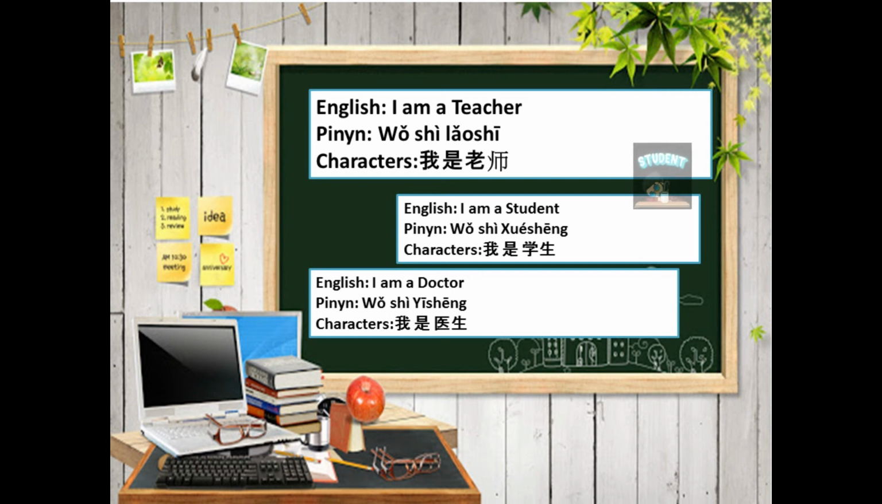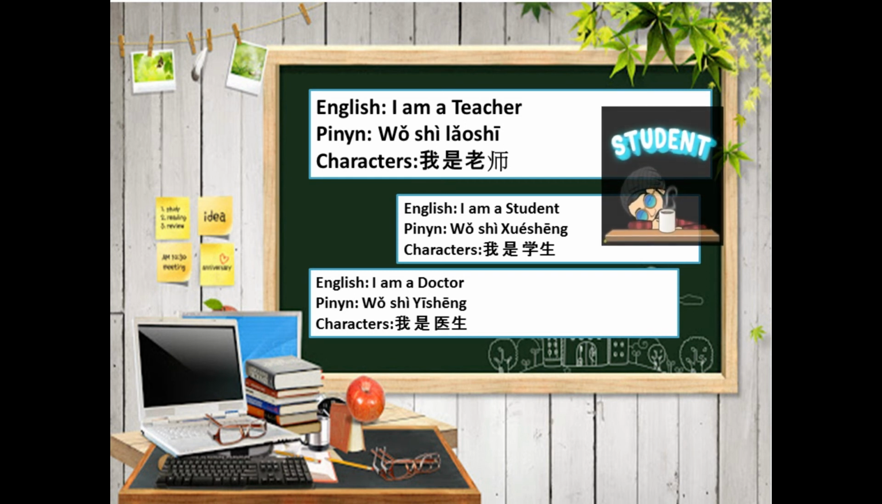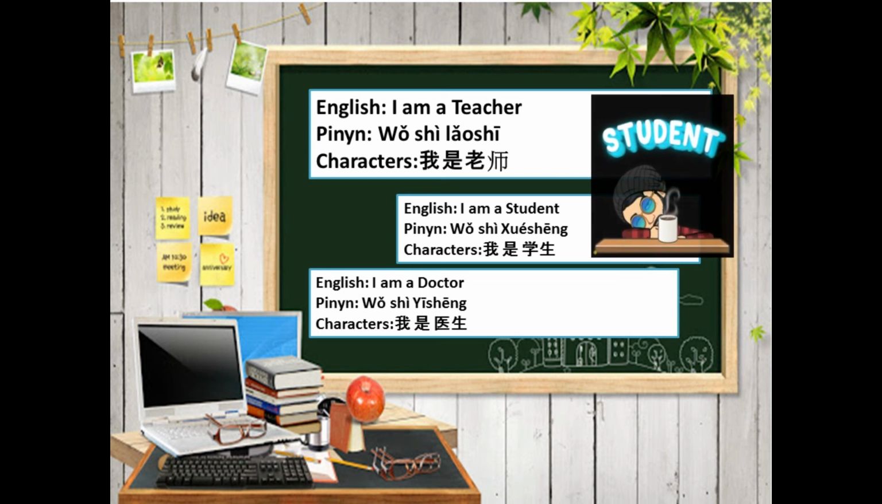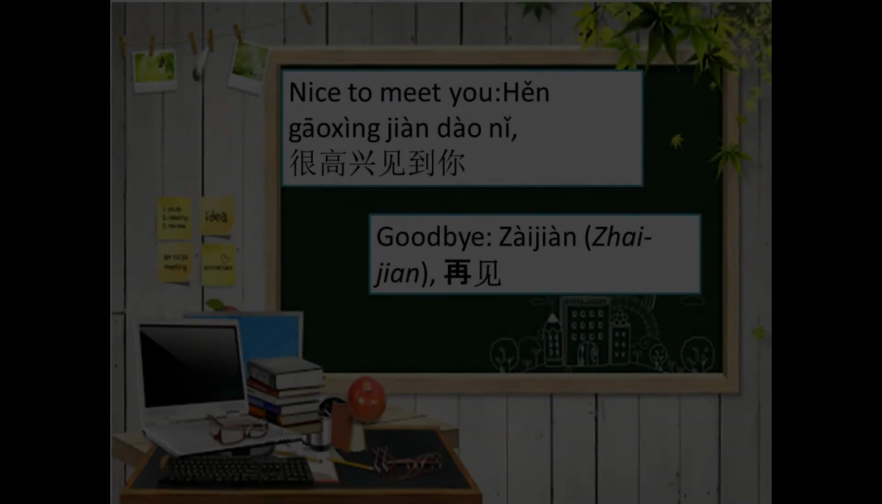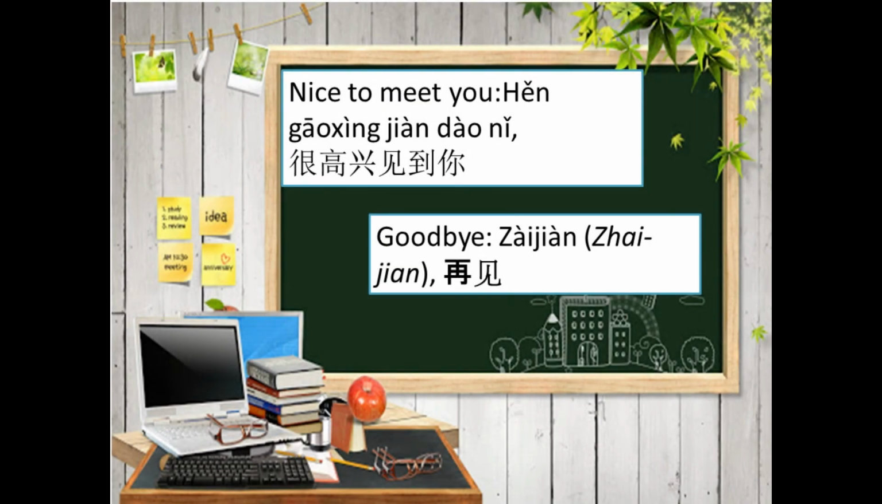This doctor refers to a person who knows how to handle medical treatment. This is not for someone who has a doctoral degree, like a PhD holder. We can't use Yisheng for that person. So say with me, I am a doctor. 我是医生. I am a doctor. 我是医生.